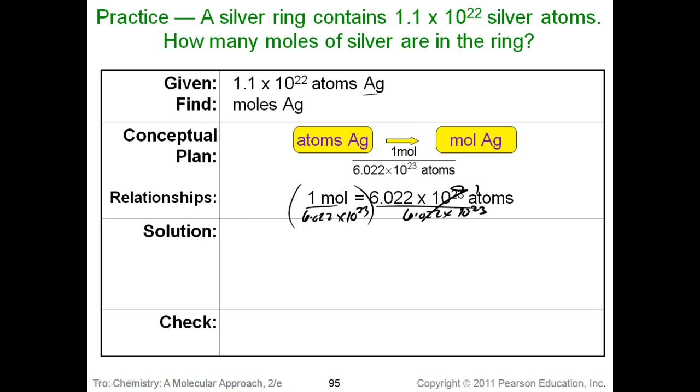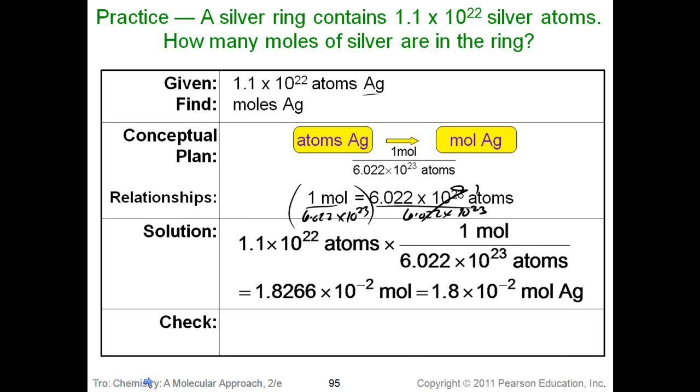All right. We know we set this up right. We look at it, calculate it out here. Atoms in the numerator, atoms in the denominator, and those atoms cancel out. I'm left with moles. There's my answer in moles. And here's my answer to the correct number of significant figures too, because we only had 2 significant figures in this number.